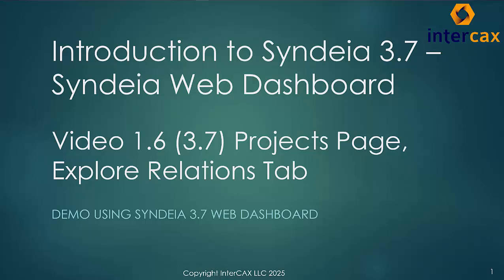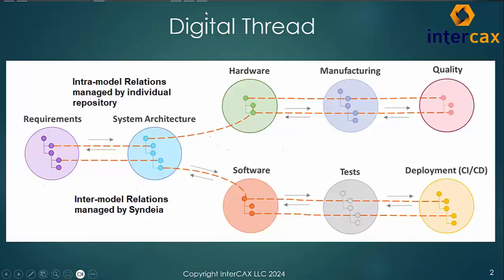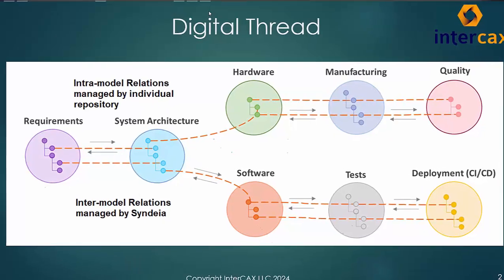This video will demonstrate the Explore Relations tab on the Digital Thread Projects dashboard. As we have discussed, a digital thread project is defined by the set of intermodal relations that describe a particular system or system variant. In this video, we will learn how to create and view the relations that make up a project using the Syndeia web dashboard.